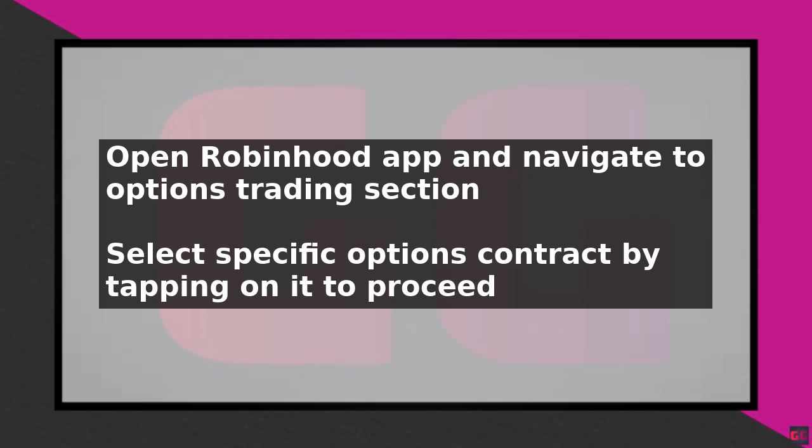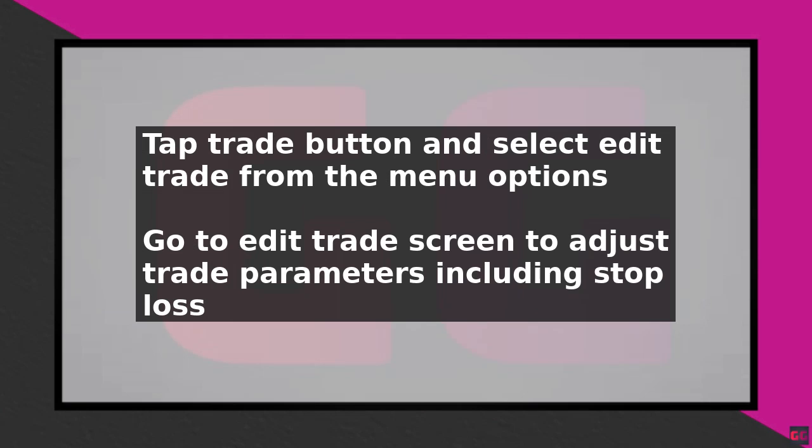This will take you to the Edit Trade screen where you can adjust various parameters of your trade, including the stop loss. In the Edit Trade screen, scroll down to the Stop Loss section and toggle the Stop Loss switch to the On position. This will enable the stop loss feature for your trade.